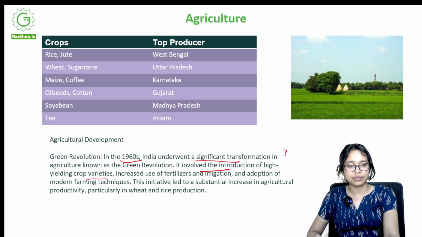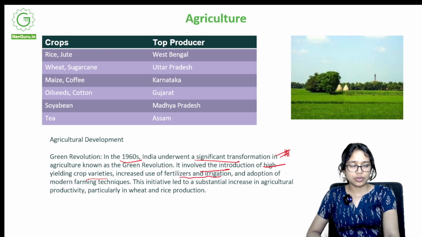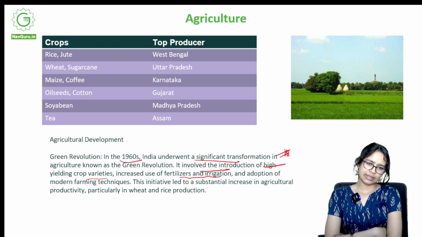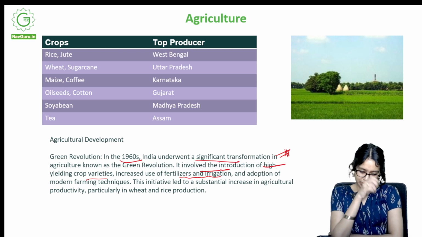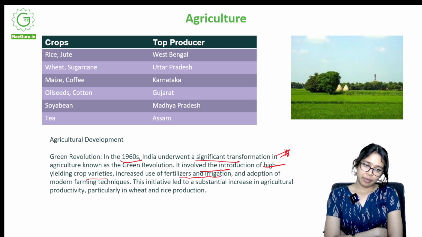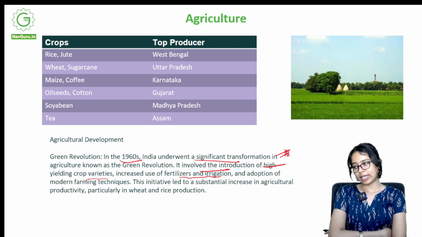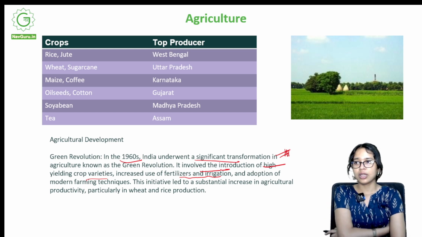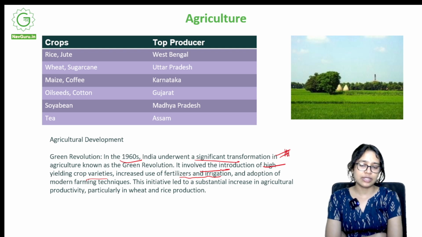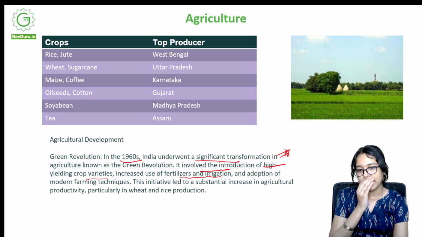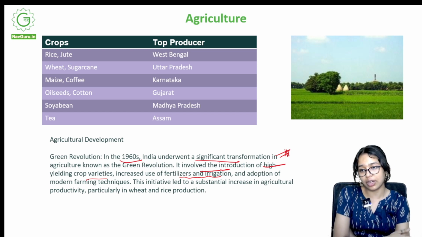So it gave high yielding seeds, and then it provided fertilizer. It talked about the usage of chemical fertilizers and irrigation in crops so that the yield could be better. And there was also adoption of modern farming techniques, like people were using vehicles and more tools rather than just their hands for farming or harvesting. So these were the reasons that the Green Revolution was successful in increasing the productivity of wheat and rice, which is the staple food of the country.